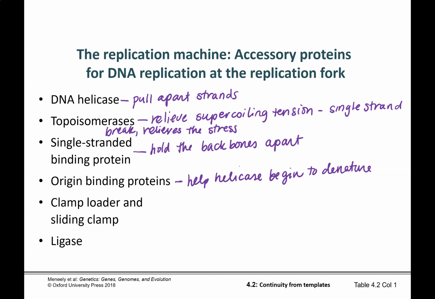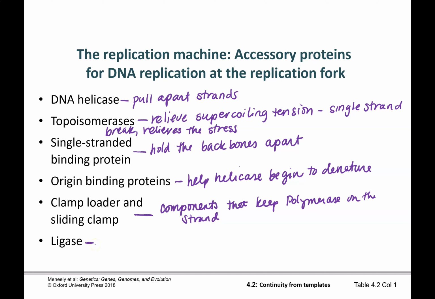We have a clamp and sliding ladder. Now, our book does not give us a picture of this. Other books I've used in the past have given pictures. I'm not super worried about you guys understanding what this looks like, but the clamp loader and the sliding clamp are components that keep polymerase on the strand. Okay, so it helps to actually hold polymerase in place.